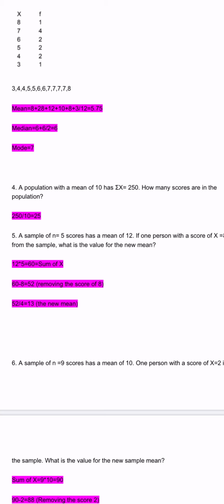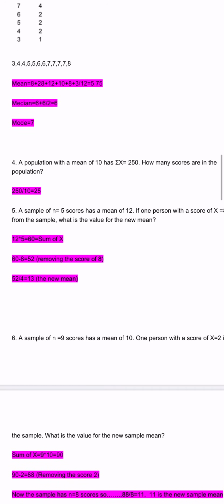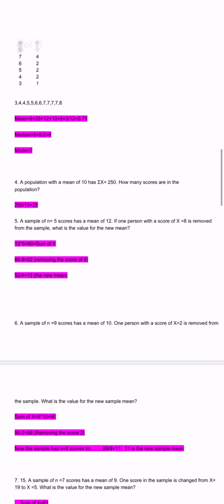And now, to get the new mean, we have to account for the score that we took away. So we're going to take the new sum of x, which is 52, and divide it by the new n, which is 4, and that will equal 13, which will give you the new mean.